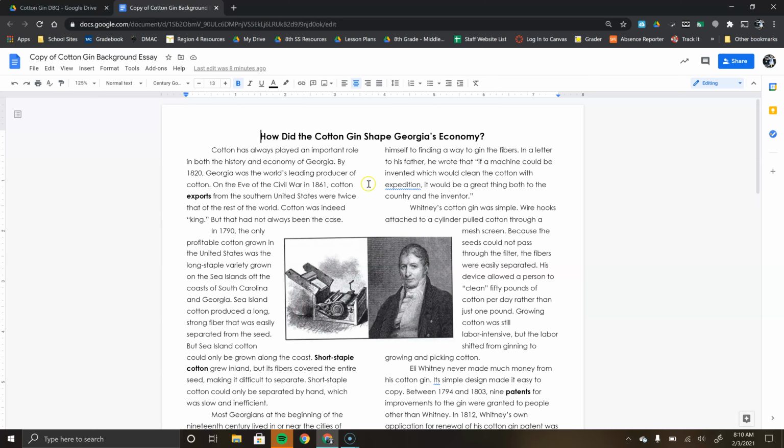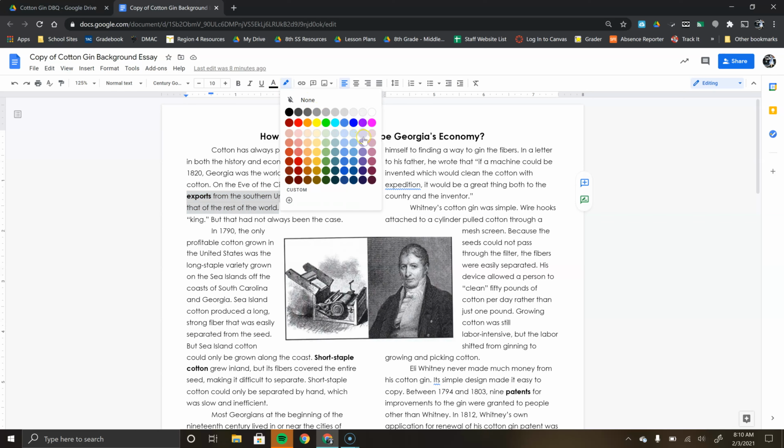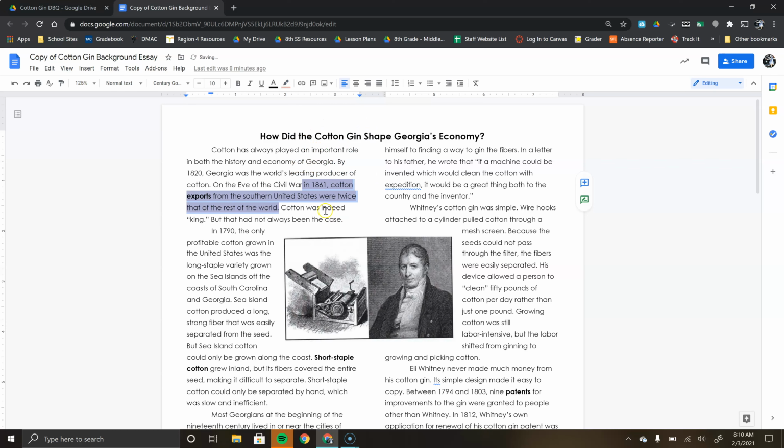Cotton was indeed king, but that had not always been the case. All right, so what we know is that in 1861, cotton exports were twice that of the rest of the world. Exports, remember, is just the stuff that is leaving that region. So that's what they're selling. So we're going to highlight that, and I'm feeling a nice little maroon today. So in 1861, cotton exports in the southern United States were twice that of the world. And we know this, they called cotton king. I'm going to go ahead and underline that.